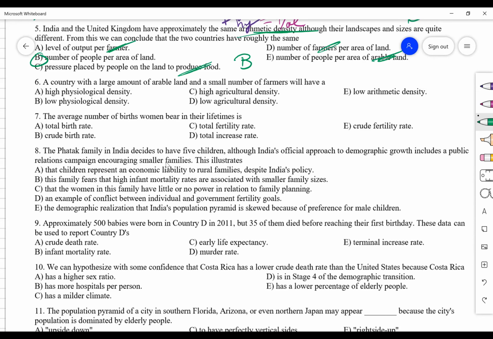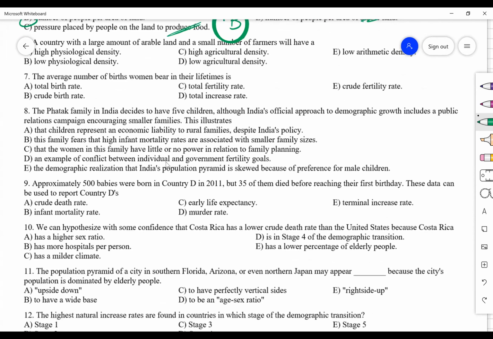Literally, I read 2 words in the question, and I had to know the answer. A country with a large amount of arable land and a small number of farmers. So we're still on density because we're talking about large and small amounts. So what type of density has arable land and farmers?